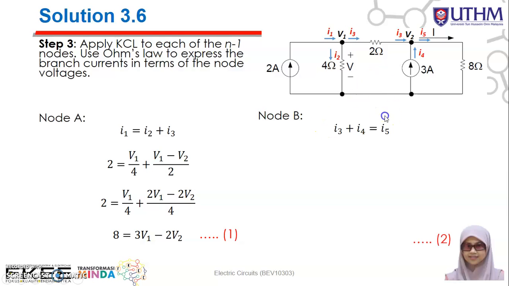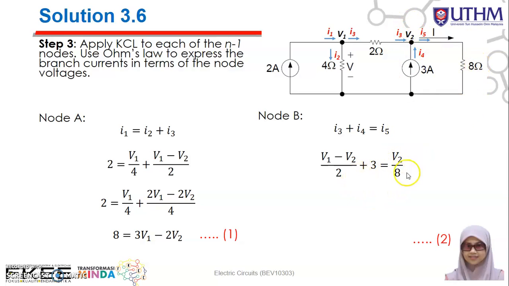Then we apply KCL at the second node, which is node 2, or here I put it as node B. Here the KCL will be I3 plus I4 equal to I5. The total current going into the node, which is I3 and I4, will be equal to the total current going out from the node, which is I5. I3 will be V1 minus V2 divided by 2, plus I4 is 3, and I5 will be V2 minus 0 divided by 8. So that's why here you have V2 over 8.